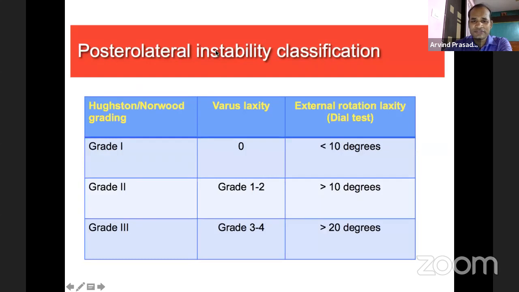Again, a classification of posterolateral instability is also given. Grade 1, there is no varus laxity, but external rotation is usually less than 10. Grade 2, the varus laxity is 1 to 2 grade, like 5 to 10 millimeter, and the external rotation is 10 to 20 degree. Similarly, grade 3 posterolateral instability means the opening on varus stress test is more than 10 millimeter, and the external rotation is more than 20 degree. So it's very significant rotation as well as opening on the lateral side.